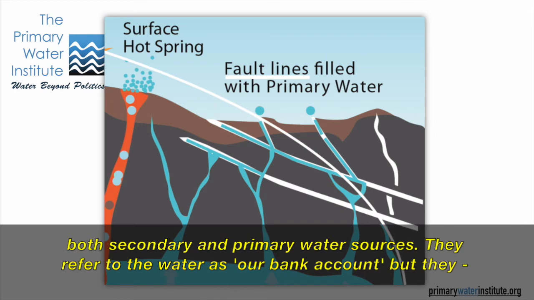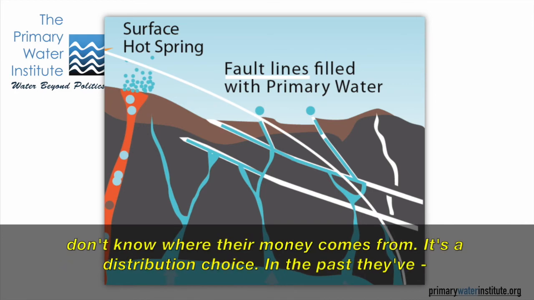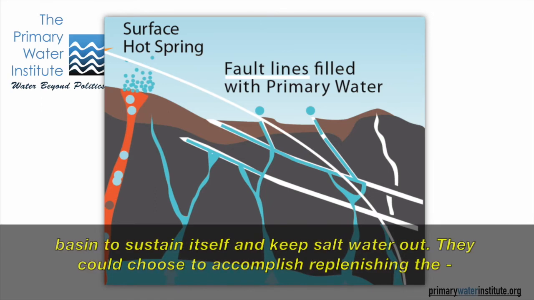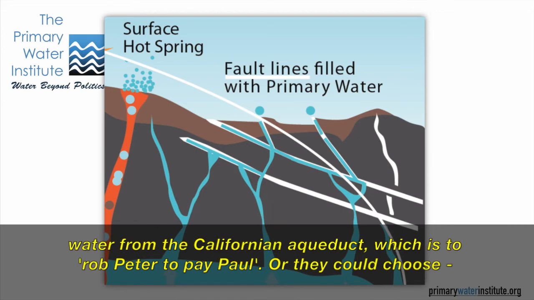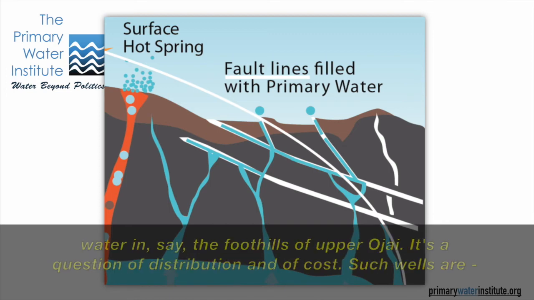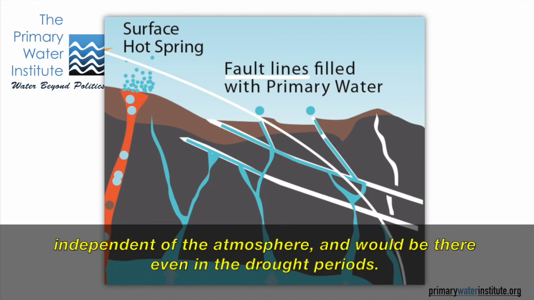They refer to the water as our bank account, but they don't know where their money comes from. It's a distribution choice. In the past, they've pumped too much water from that basin and could not maintain the ability of the basin to sustain itself and keep the salt water out. They could choose to accomplish replenishing the water from the California aqueduct, which is to rob Peter to pay Paul. Or they could choose to have water wells in structures that Ventura County is well noted for and drill for primary water in, say, the foothills of Upper Ojai. It's a question of distribution and of cost. Such wells are independent of the atmosphere and would be there even in the drought periods.